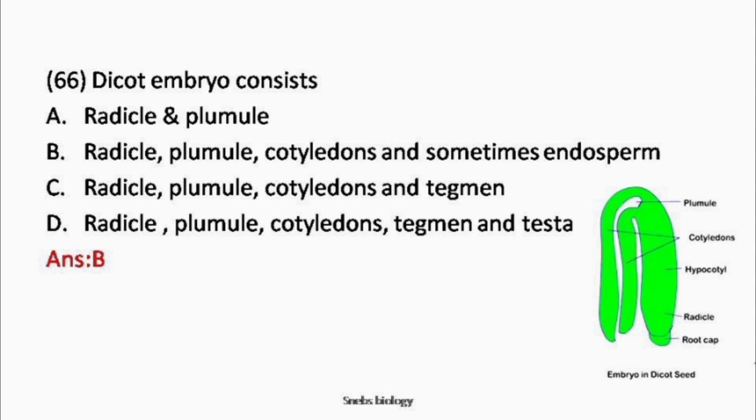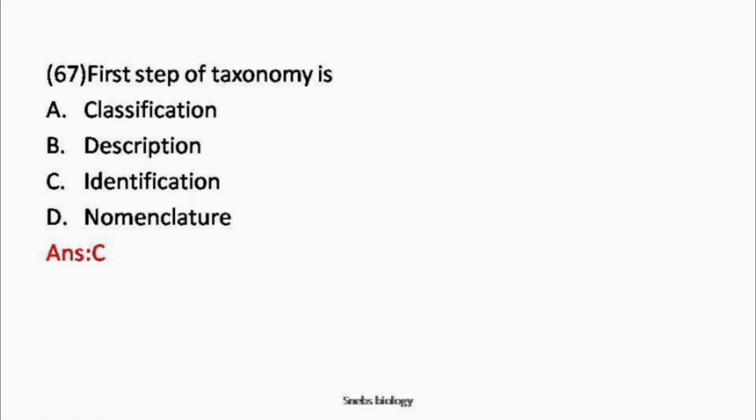Okay. Next, dicot embryo consists of option A radicle and plumule, option B radicle, plumule, cotyledon, and sometimes endosperm, option C radicle, plumule, cotyledons, and tegmen, and option D radicle, plumule, cotyledons, tegmen, and testa. So the correct answer is option B. Radicle will develop to form roots, plumule will give rise to shoot, and cotyledons will help in providing nourishment to the growing embryo. Next, question number 67.